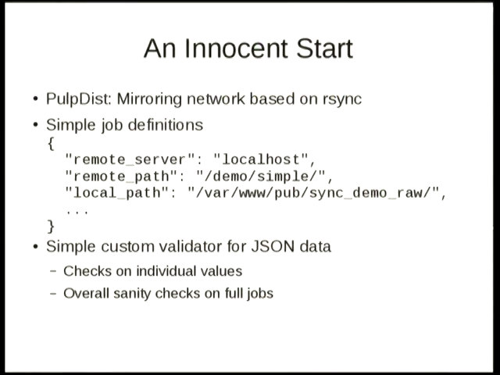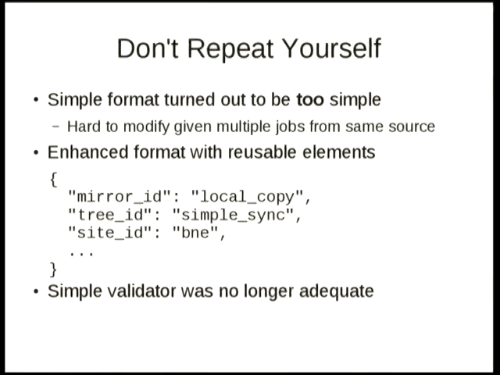Innocent enough start. It's a mirroring network that basically manages a bunch of rsync jobs. And the original job definitions are really simple. Guts of it were, here's the server, here's the directory, sync it down to here. And I wrote a custom validator for that because it was really easy. Turned out that simple format was too simple because you'd have multiple jobs coming from one server and you'd want to put them in the same place on the local drive, and there was an awful lot of duplication between the configuration files where lots of path fragments were in common.